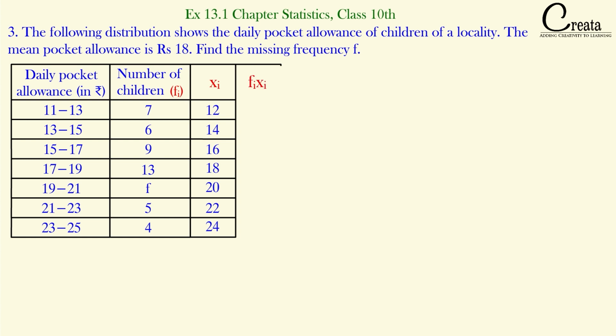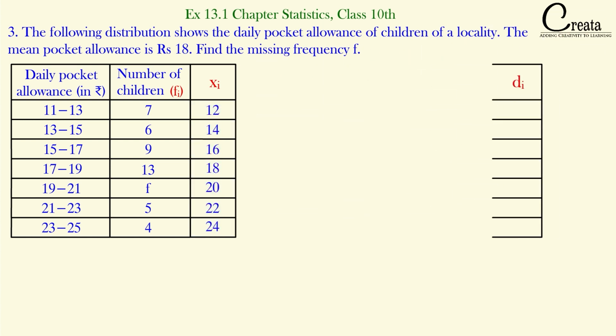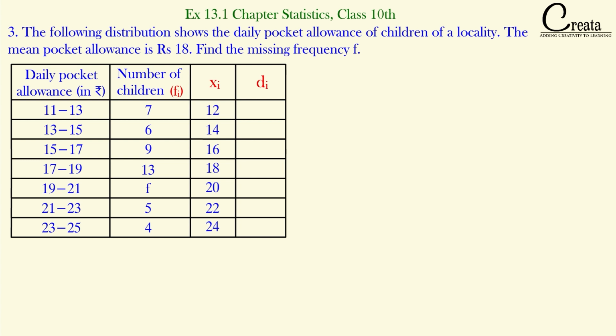Now we can find fi into xi, but here the value of xi is slightly large. The calculation may become slightly tough, so we will go with the second method, that is the assumed mean method, in which we will calculate the deviation, which is di. Why are we going to the next method? Why are we not using the direct mean method? Because the value of xi is slightly larger. So to avoid the tough calculation, we are going to the assumed mean method.